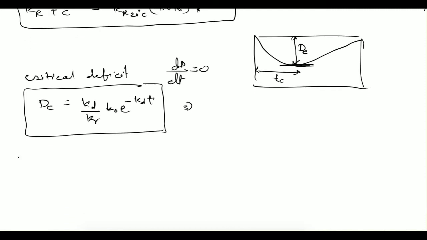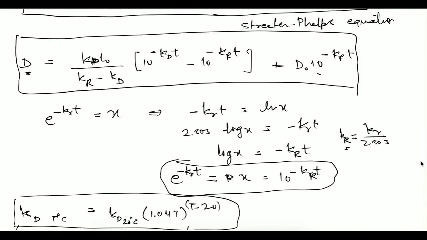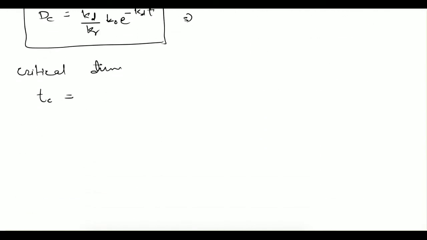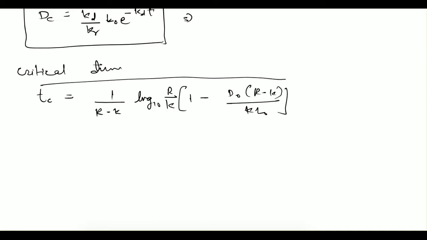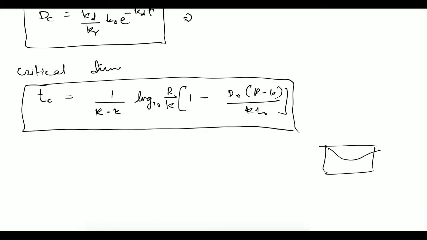The critical time can also be obtained after differentiation of this equation, but all that is not required. Let's just see the equation. tc is equal to 1 upon kr minus kd, log base 10 of kr upon kd into 1 minus D naught (kr minus kd) divided by kd L naught. This is the equation for critical time. And if we are interested in finding the distance at which this critical time is achieved, where the deficit is maximum, then we can find the critical deficit, and if we know the velocity of the stream, that gives xc, the critical distance.